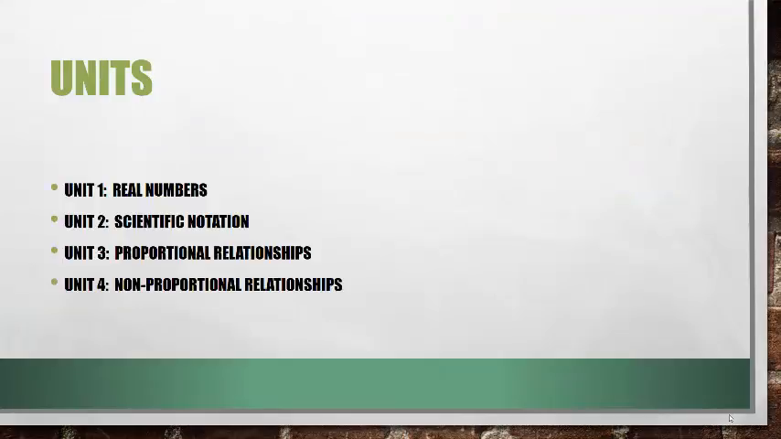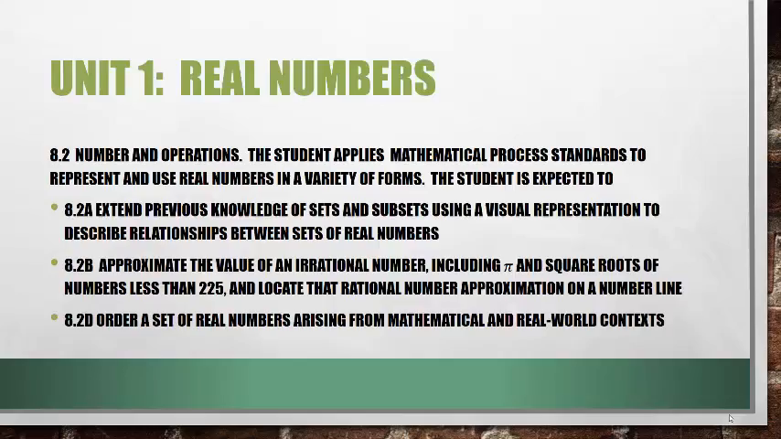In the first 6 weeks we'll have 3 units. Unit 1, some real numbers. Unit 2, scientific notation. Unit 3, proportional relationships. And we start Unit 4, non-proportional relationships in the first 6 weeks, and we continue it into the second 6 weeks. Please consult your district scope and sequence in Eduphoria for the recommended number of days for each unit.